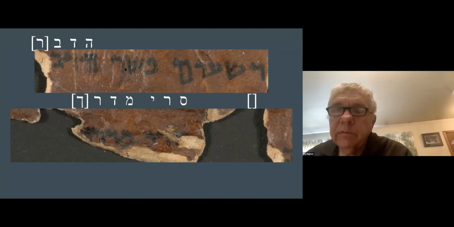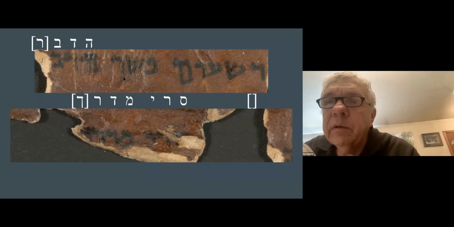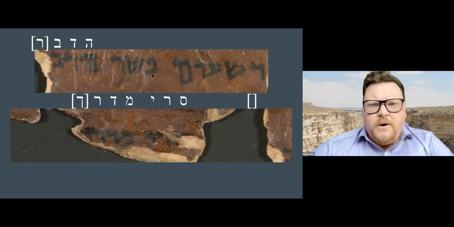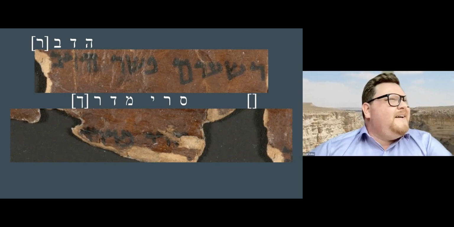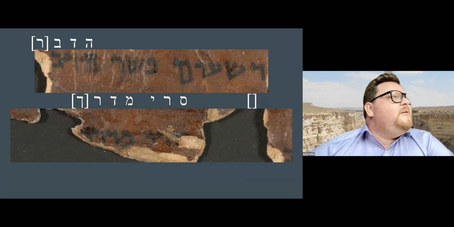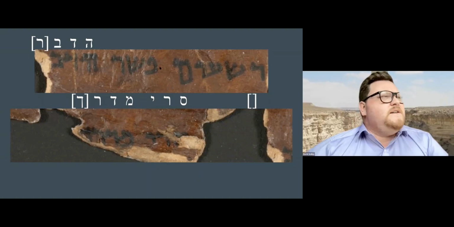Does anyone want to try this next word out? Omed. Oh, this word right here. I said omed. That's not right. So this is where the psalm ends. This is where they stopped quoting the psalm here. Okay. Can anybody read it? If we can't see that, let's go to the infrared then.